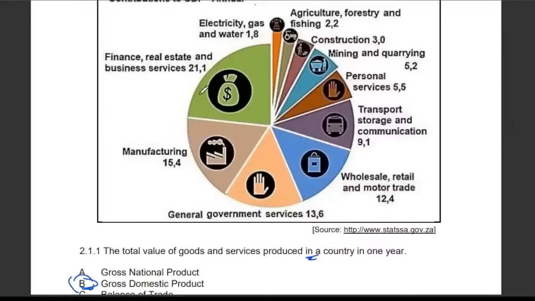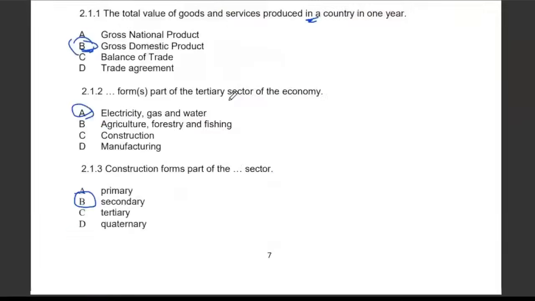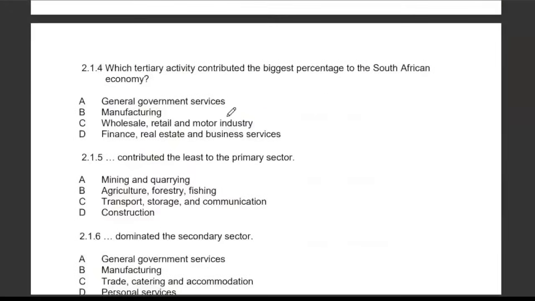Finance, real estate, and business services is also tertiary, 21.1. So if you compare, this one gives us the highest figure. So finance, real estate, and business services, at D. That is the correct response.